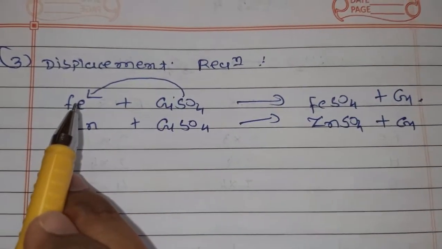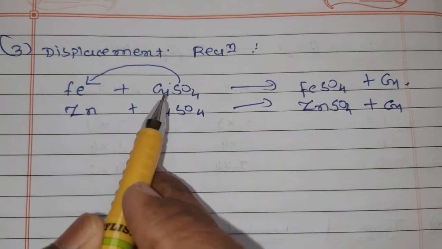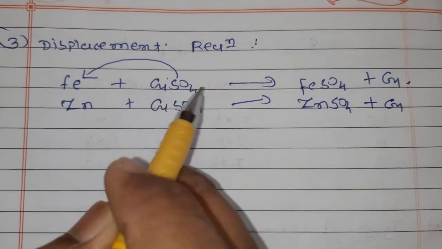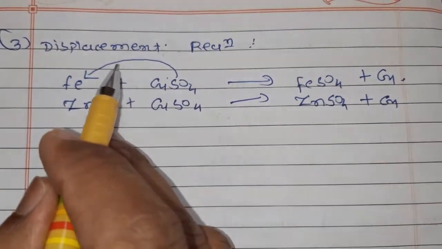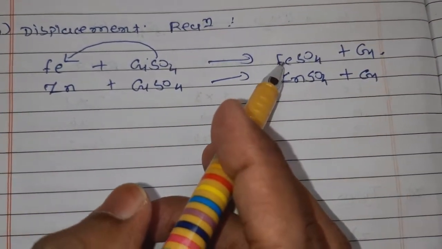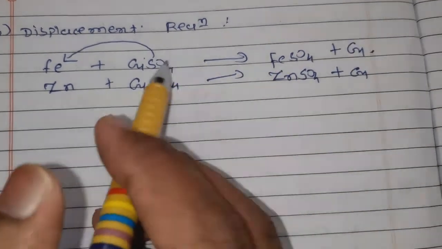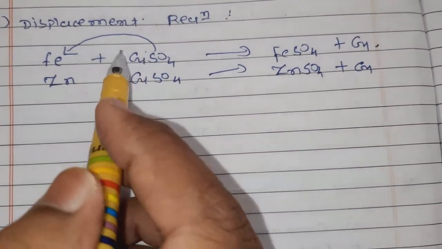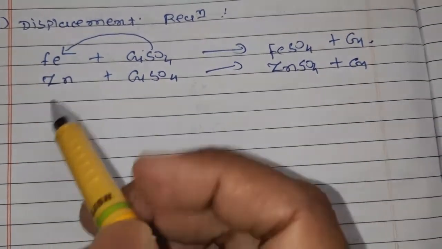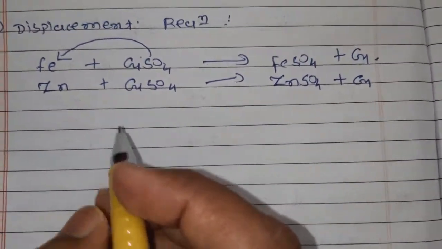So let us take its equation. When iron is dipped in the CuSO4 solution, the SO4 is displaced towards the Fe. So we get FeSO4 and Cu. That means the SO4 is displaced from the Cu and goes to the Fe. That is why this reaction is known as a displacement reaction.